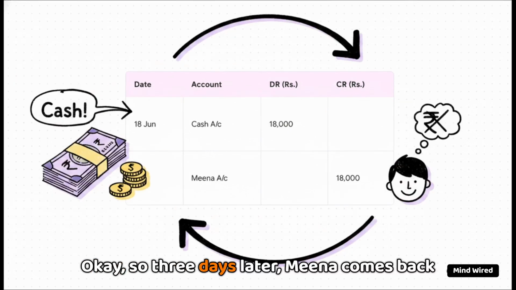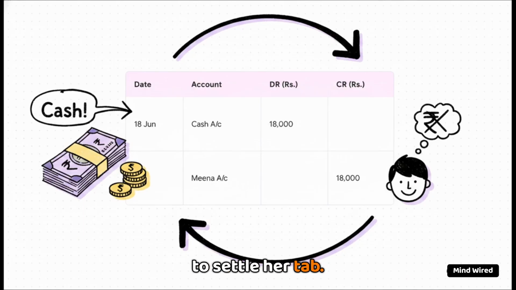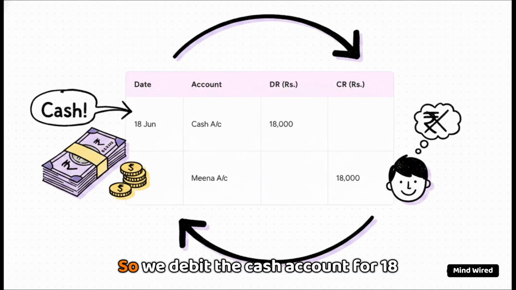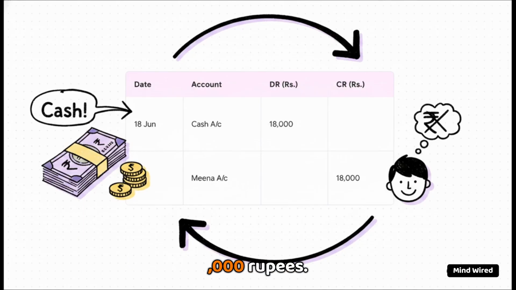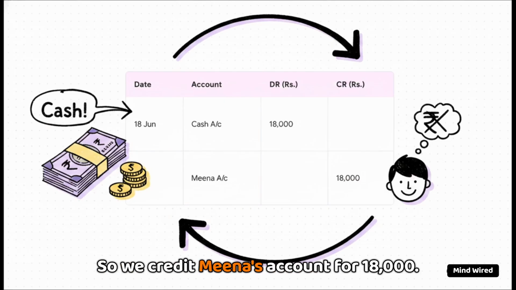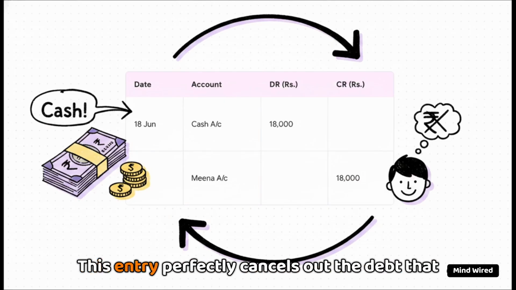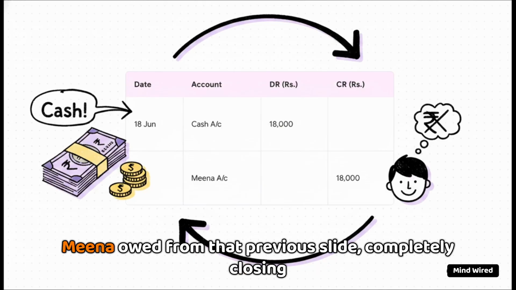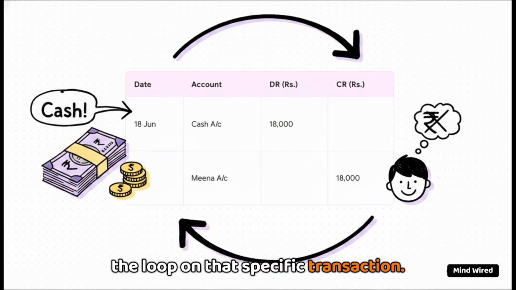Okay, so 3 days later, Meena comes back to settle her tab. What's coming in? Cash. So we debit the cash account for 18,000 rupees. And who is the giver of this cash? Meena. So we credit Meena's account for 18,000. This entry perfectly cancels out the debt that Meena owed from that previous slide, completely closing the loop on that specific transaction.